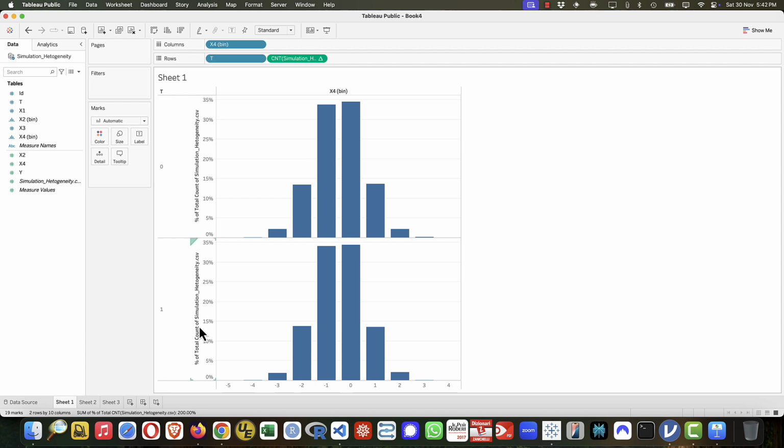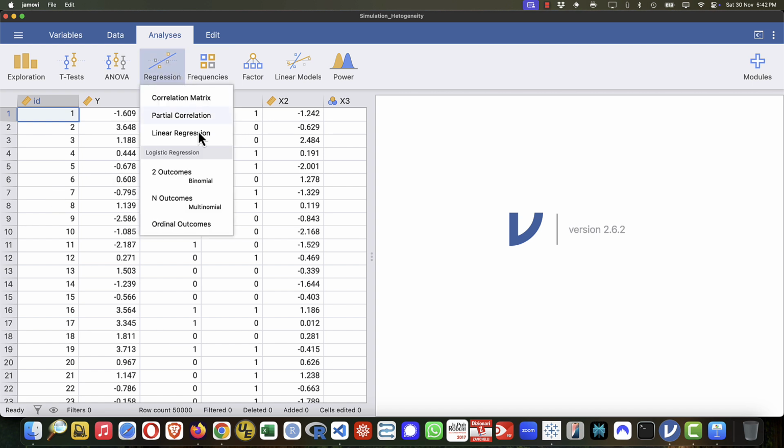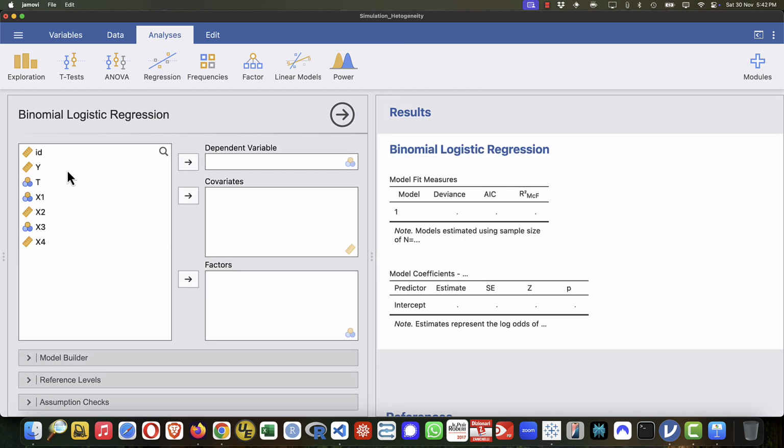Okay, how do we do that in Jamovi? How do I check whether this data was generated by an experiment? What we're going to do is run a binomial regression. We're going to try to explain how the observations were assigned to treatment 1 or treatment 0. Since they were assigned at random, I shouldn't do a good job at explaining t as a function of x1, x2, x3, and x4. Let's try.